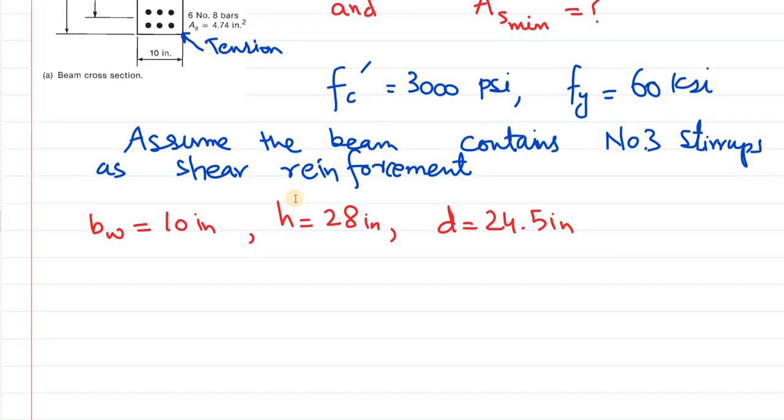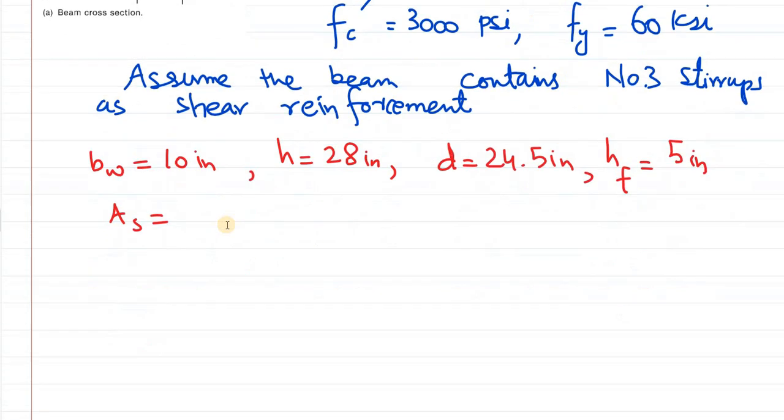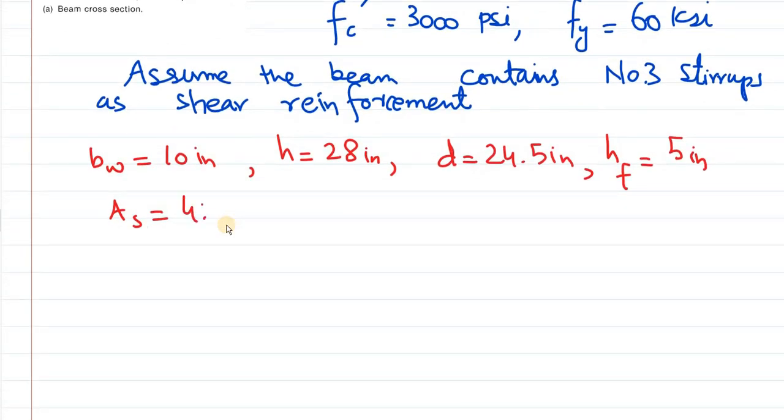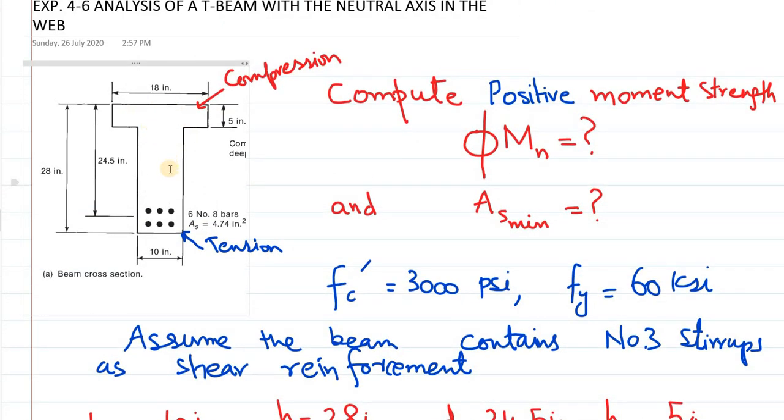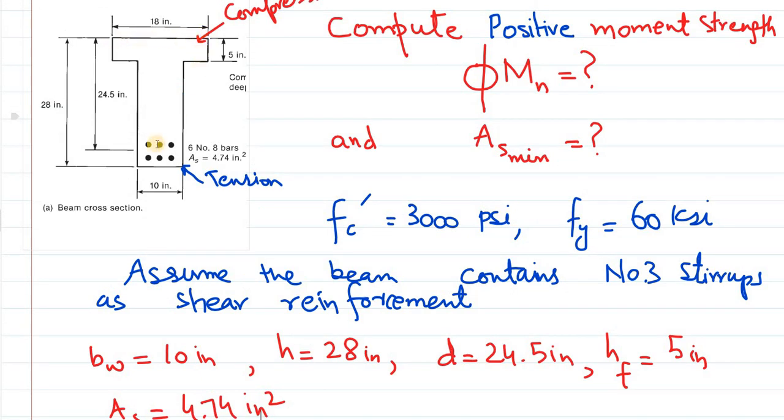Yeah, you have been given thickness of the flange, which is HF equal to 5 inch. Now AS is, let me write down all the data first. AS is 6 number 8 bars, so this becomes 4.74 inch square, and AS prime is in this case 0. Now BE, which is the actual dimension in this case, is 18 inch, and we now are going to check the ACI requirements for this isolated T-beam.